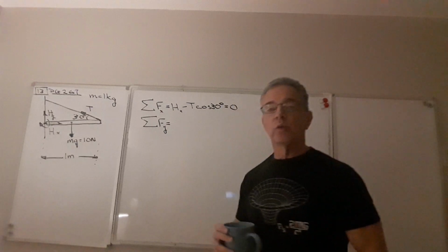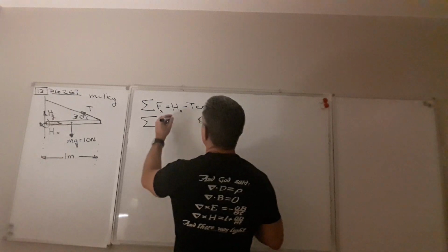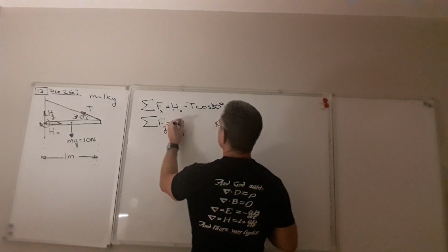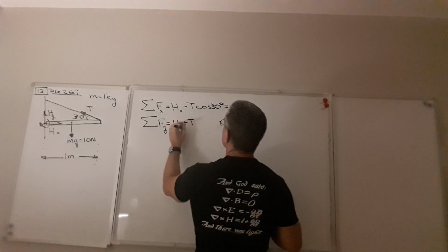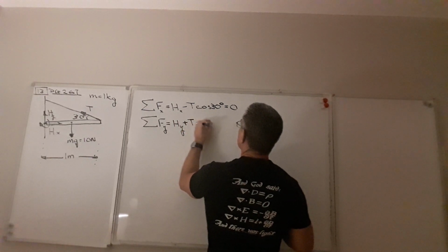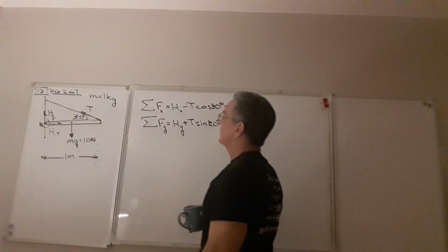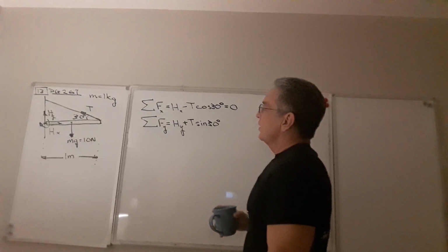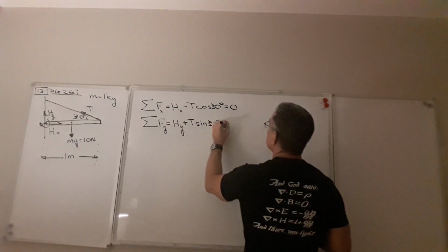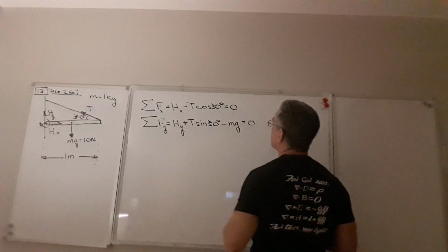So I'm going to sum the forces in the y direction now. In the y direction, acting upward we have the hinge force oriented in the y direction plus the tension times the sine of the angle, 30 degrees. That will be the component of the tension that's oriented upward. And then the only downward force we have is the weight itself, so we need a negative sign there, right? So minus mg, and that should be equal to 0 as well.